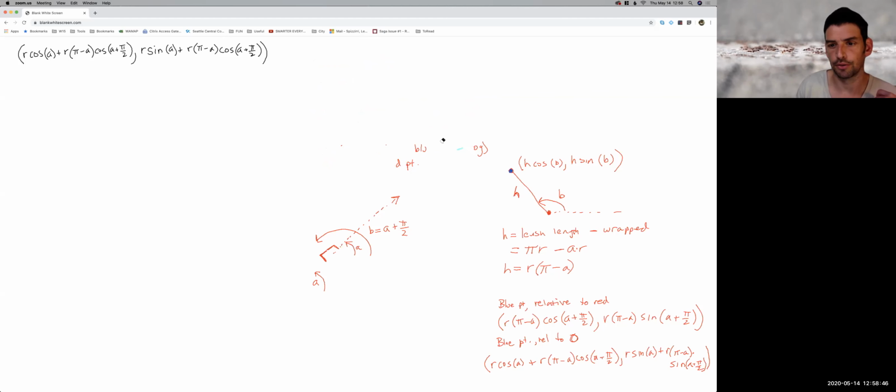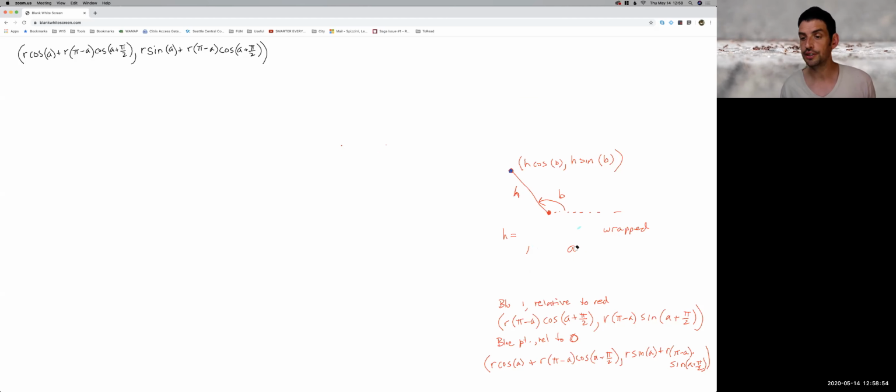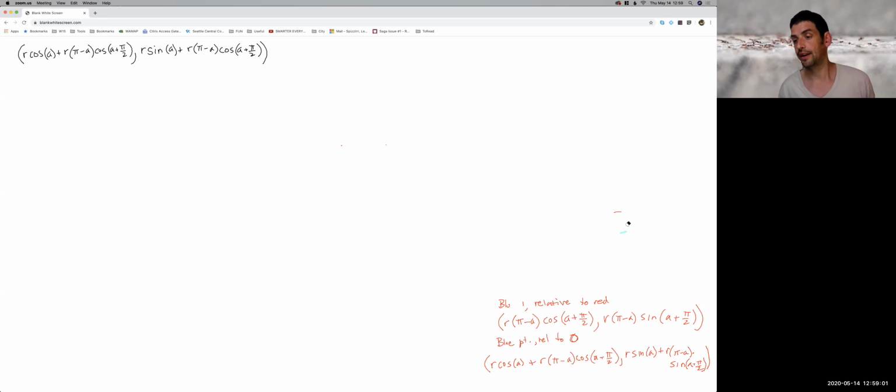There was a way to make this eraser bigger. Let's just erase this so we have some space. Okay, so there's our parameterization. We still need to compute the area. I'm not going to totally do this, but let's get it set up.